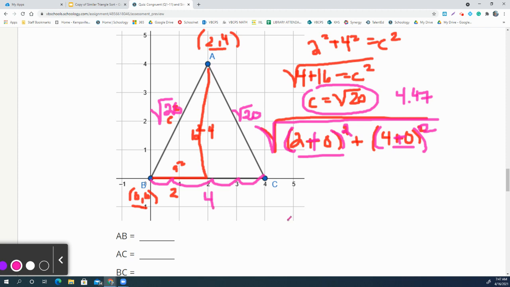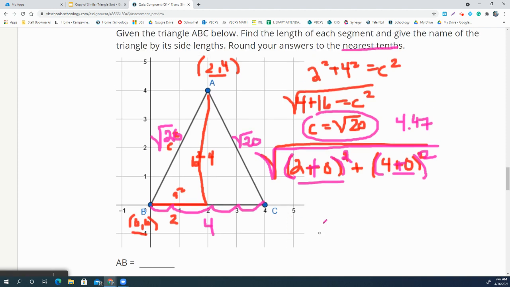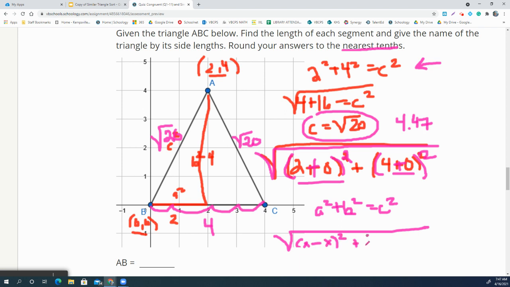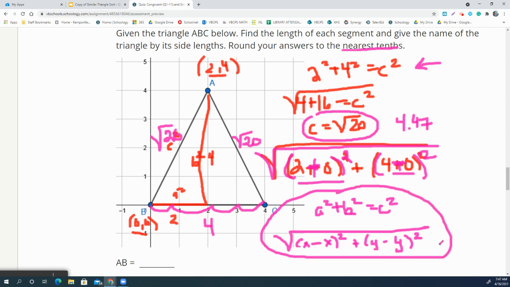Yeah, absolutely. So you can either use the Pythagorean theorem, a squared plus b squared equals c squared, or you can do the distance formula, x minus x squared plus y minus y squared. These should be minuses. I did that wrong. Okay, so the distance formula and the Pythagorean theorem.